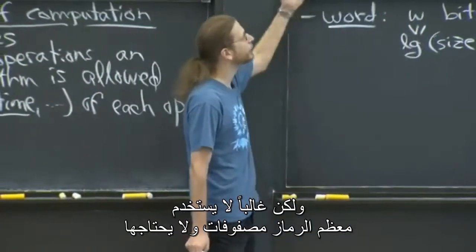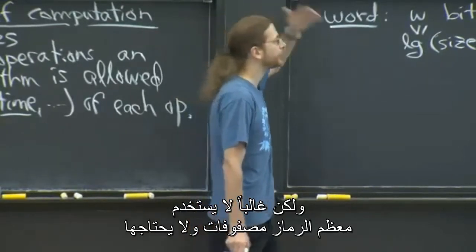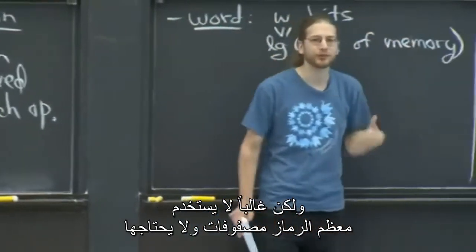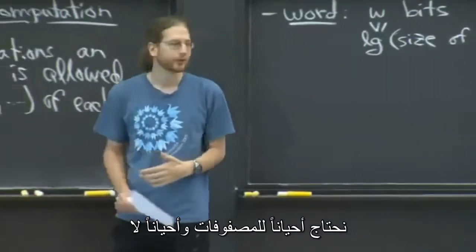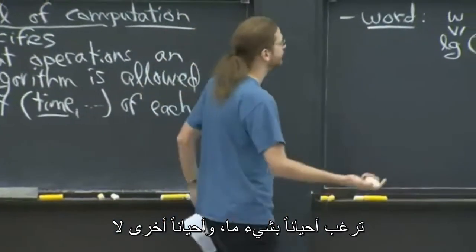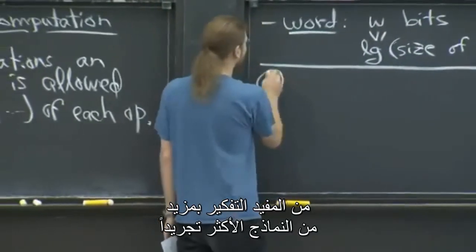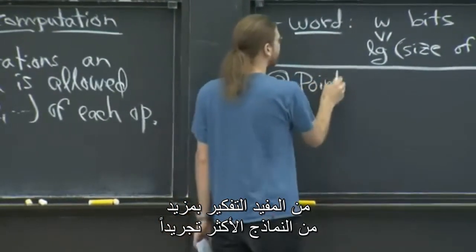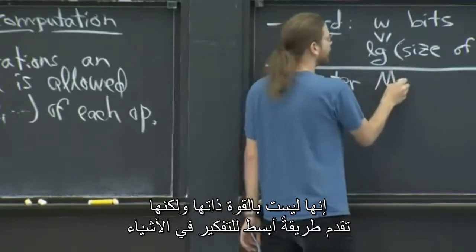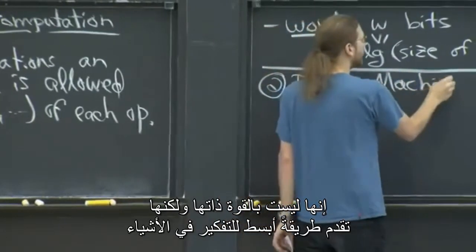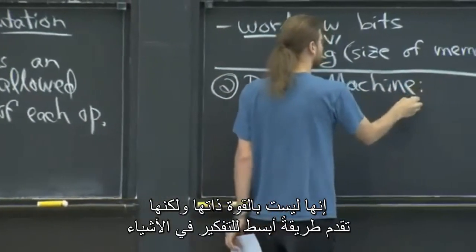But a lot of the time, a lot of code just doesn't use arrays, doesn't need it. Sometimes we need arrays, sometimes we don't. Sometimes you feel like a nut, sometimes you don't. So it's useful to think about somewhat more abstract models that are not quite as powerful, but offer a simpler way of thinking about things.